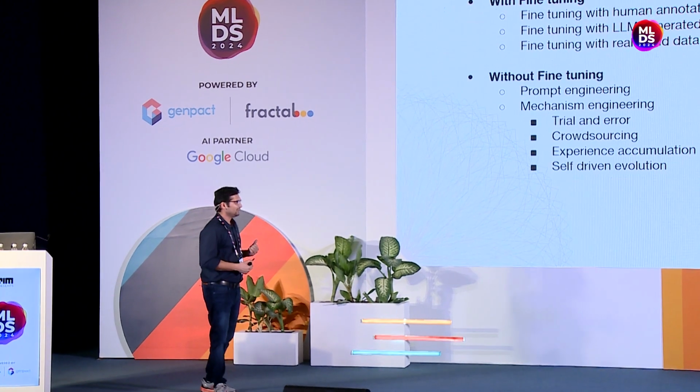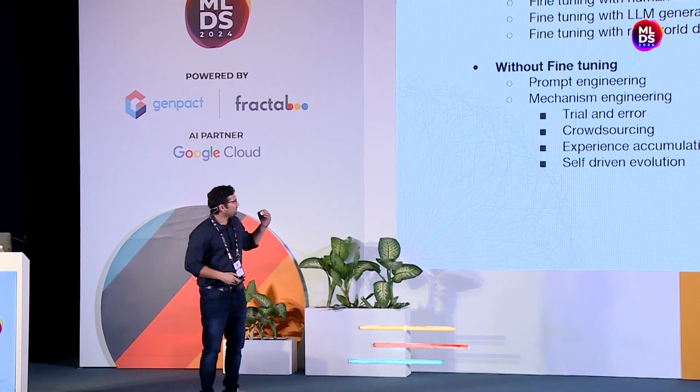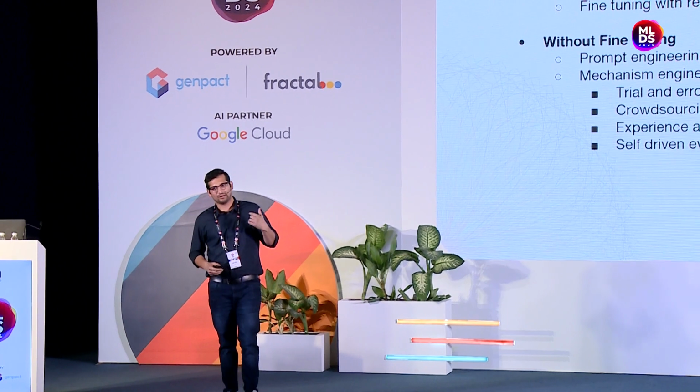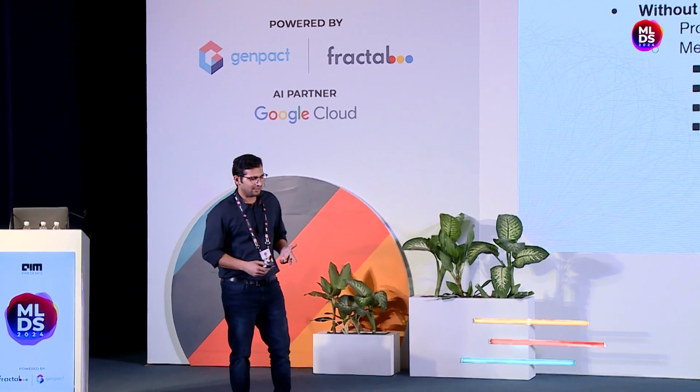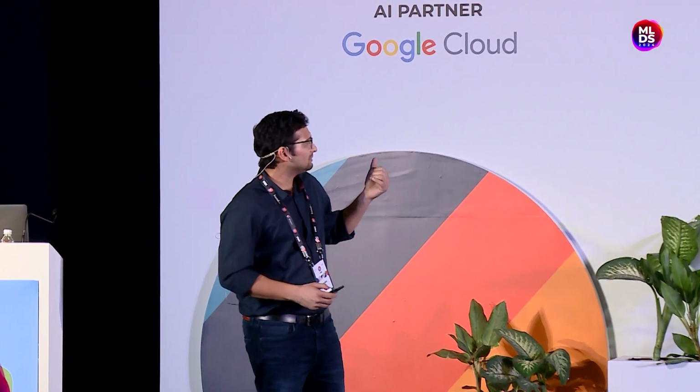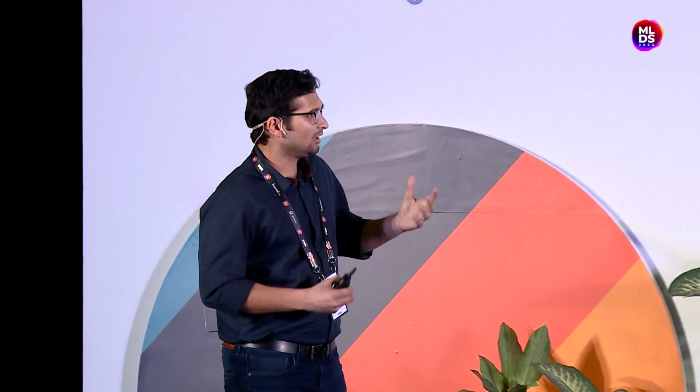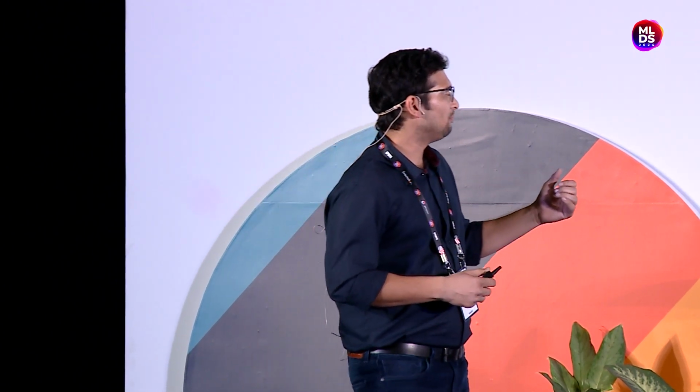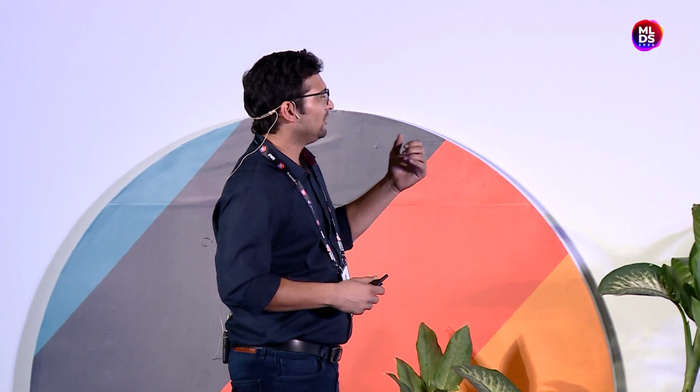One is fine-tuning. You can fine-tune either with human-annotated data, LLM-generated data, or real-world data. The third example would be something like Mind2Web. The second example is something like Alpaca, where you are generating data from LLMs only and then using that. And the second area is without fine-tuning. This is where a lot of chain of thought and ReAct works are going on, where you keep changing things without fine-tuning the model.